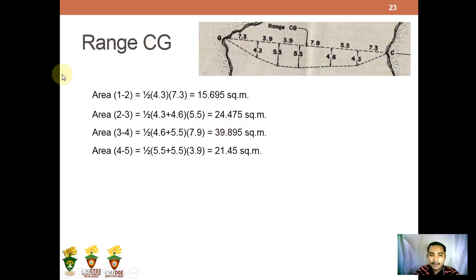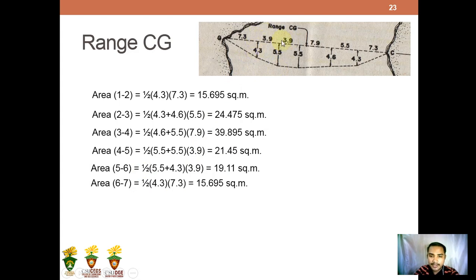39.895 square meters. For area of the verticals between 4 and 5, we have 1/2 times the quantity of 5.5 plus 5.5 times 3.9, that results to 21.45. For area of the verticals 5 and 6, it is 1/2 times the quantity of 5.5 plus 4.3 times 3.9, which is equal to 19.11. And lastly, for the area of verticals between 6 to 7, we have 1/2 times 4.3 times 7.3, that is equal to 15.695 square meters. And the total cross-sectional area of the range CG is equal to 136.32 square meters.